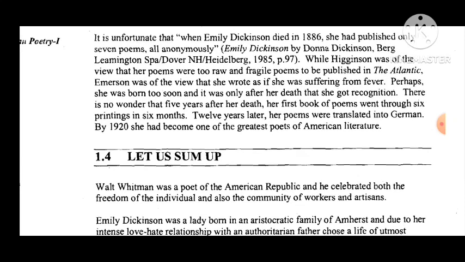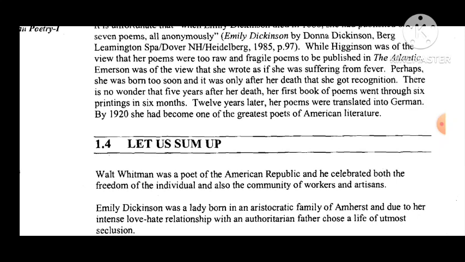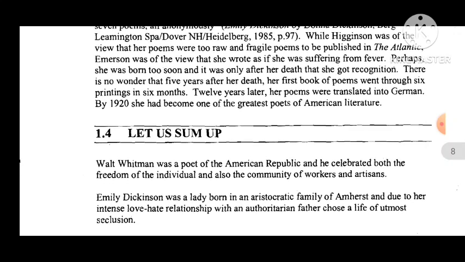While Higginson was of the view that her poems were too raw and fragile to be published in the Atlantic, Emerson was of the view that she wrote as if she was suffering from fever. Perhaps she was born too soon, and it was only after her death that she got recognition.